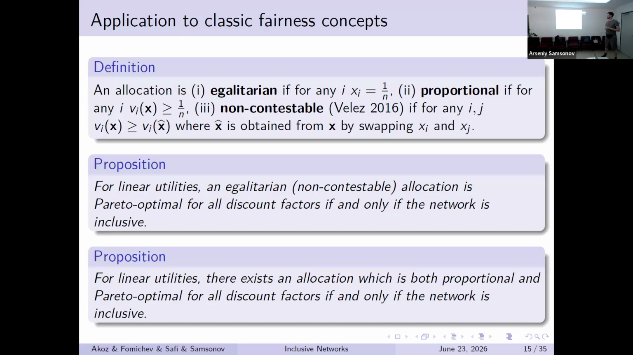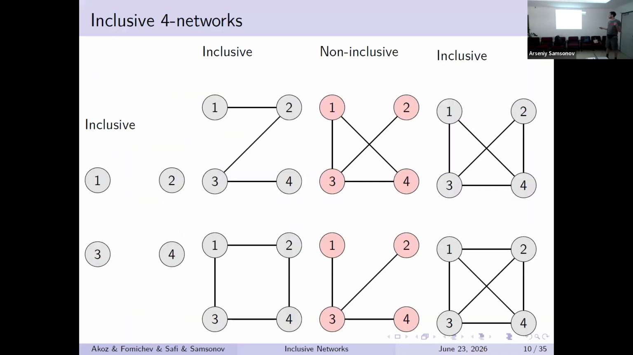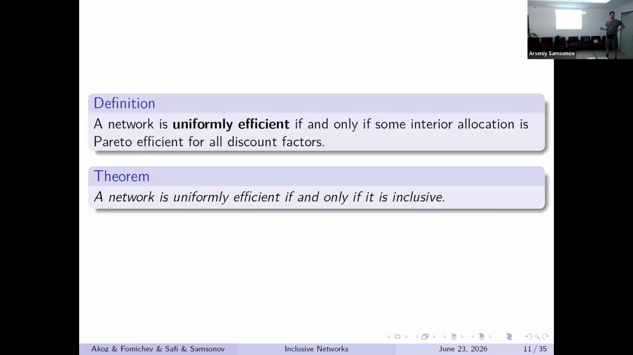So the proposition is a conclusion of the previous theorem? Yes, it relies on the previous one. It's included in the previous theorem. It's a consequence of the previous theorem. So one side is clear, right? If it's not inclusive, you cannot find an interior solution. The other side, that the egalitarian solution is also Pareto efficient, is something that we have to prove. It also follows from this theorem.